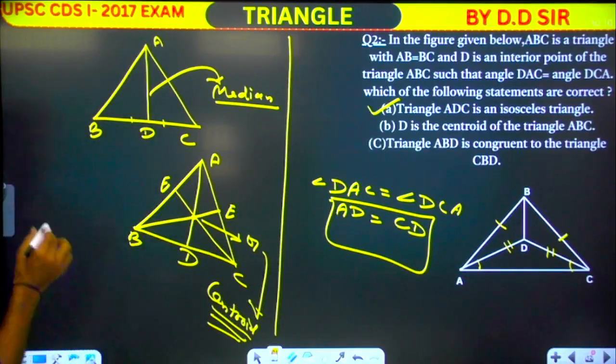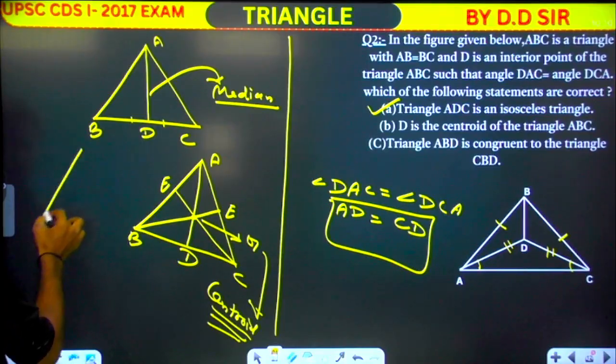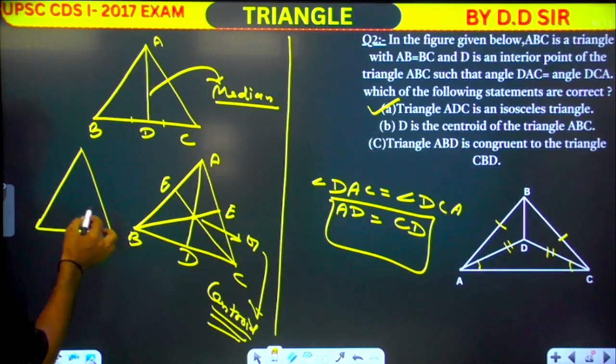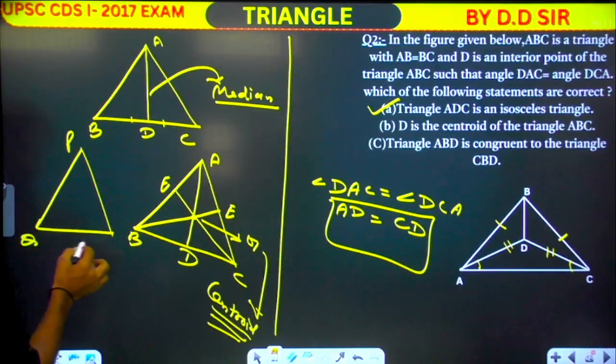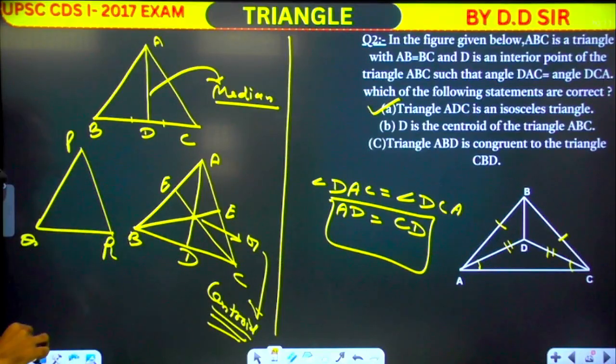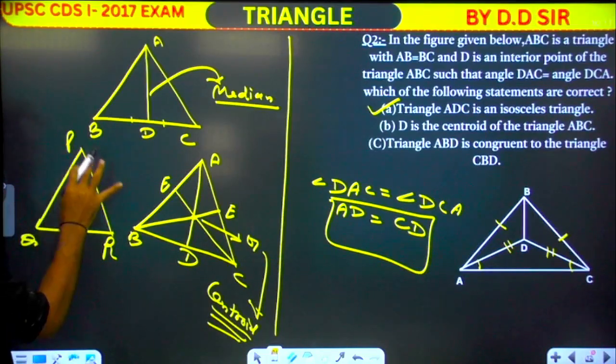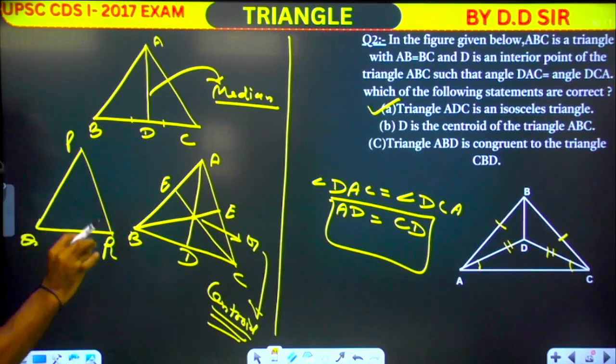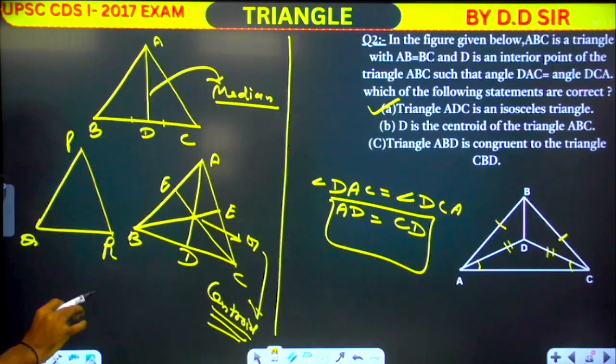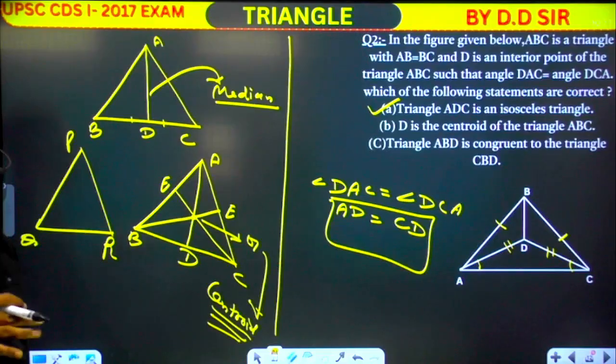Now we need to understand a very small but important property. Let's take a triangle and name it PQR. Suppose this is a scalene triangle, a triangle in which all sides are unequal. Then all the centers, like the centroid, circumcenter, orthocenter, and incenter, will be non-collinear points.